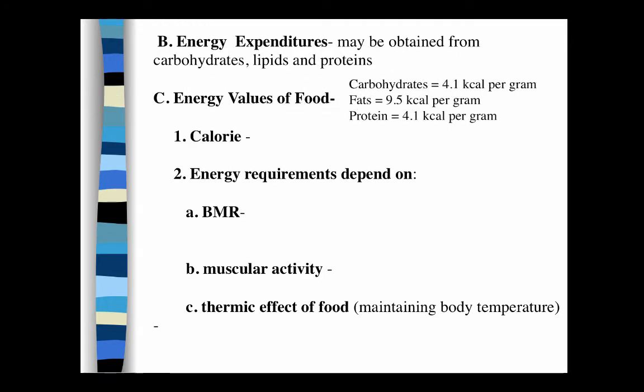So right here, carbs give you 4.1 kilocalories per gram. Proteins give you 4.1 kilocalories per gram. And fats give you 9.5 kilocalories per gram.